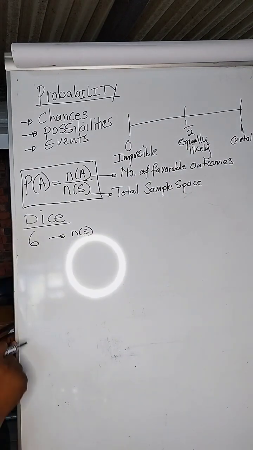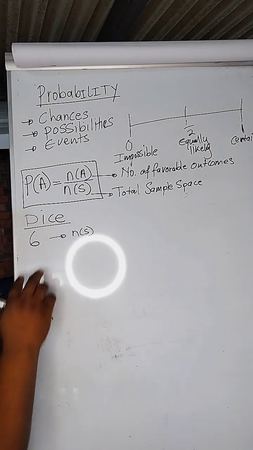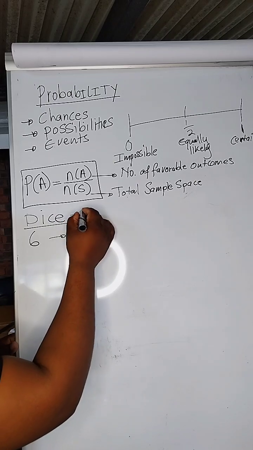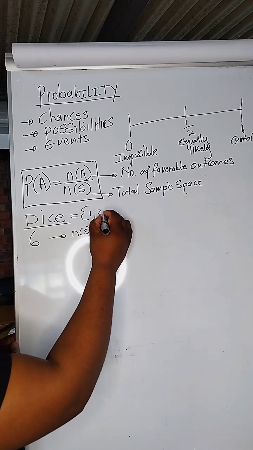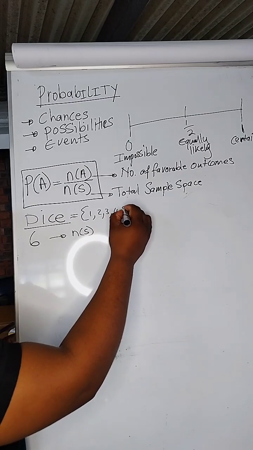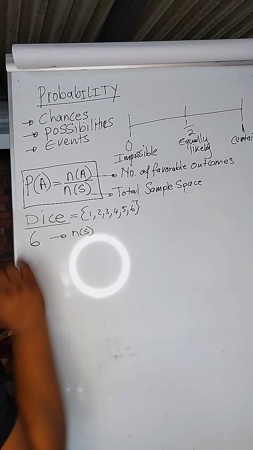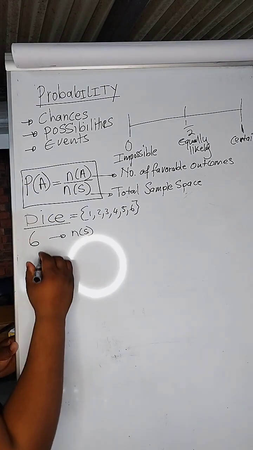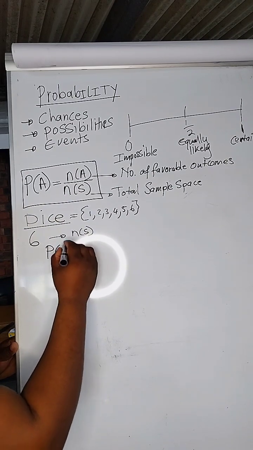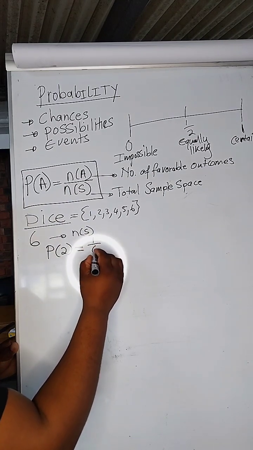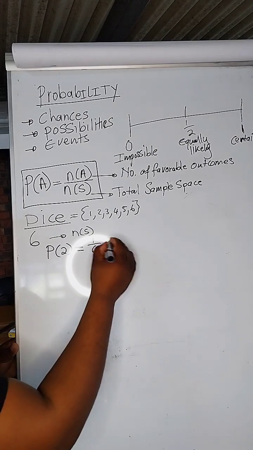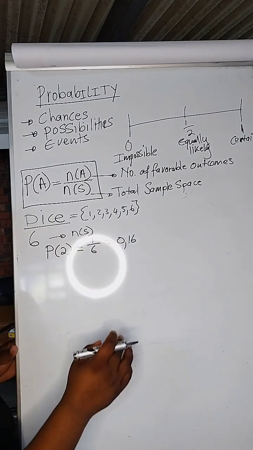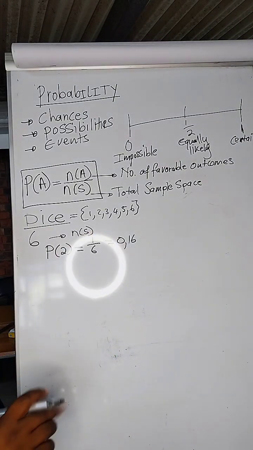Now, what is the probability of getting a 2 in this dice? Remember, a dice contains 1, 2, 3, 4, 5, and 6. That is what it contains. So how many 2s do I have here? There's only 1. Hence the probability of getting a 2 will be 1 over 6. Then you can punch your calculator. It will give you 0.16 or 6 something. Now we'll check this one on your calculator.